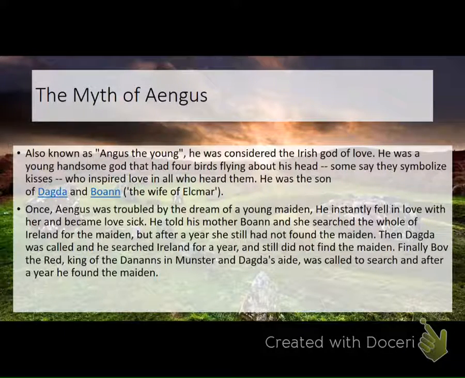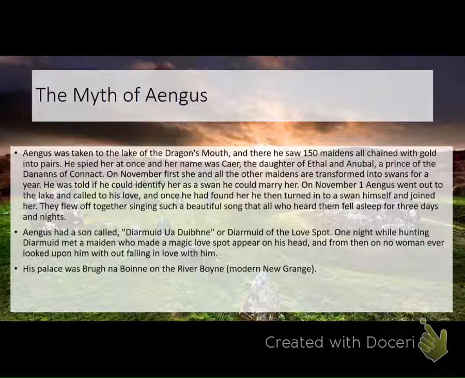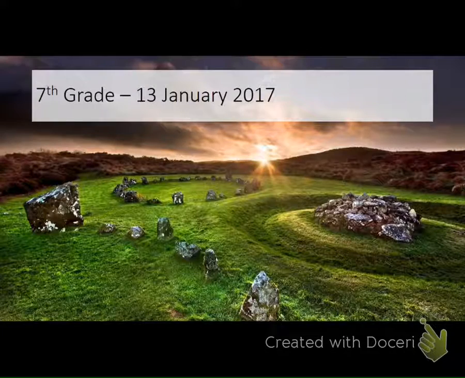Aengus is the Irish god of love. So go ahead and pause this screen so you can read it, as well as the next one, because it is rather a long myth. But basically he is known for falling in love with somebody in a dream. And his family spends years trying to find the girl, and finally he finds her, but in order to finally get her, he has to turn into a swan. So that whole myth is right there for you.